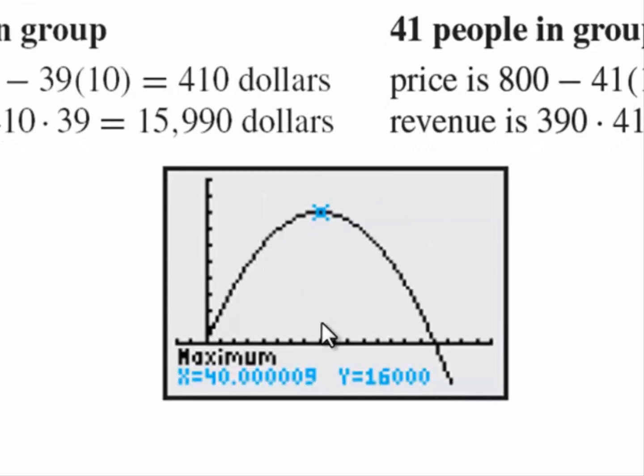We see when x is 40, y is 16,000. So when n is 40, the maximum revenue will be $16,000.